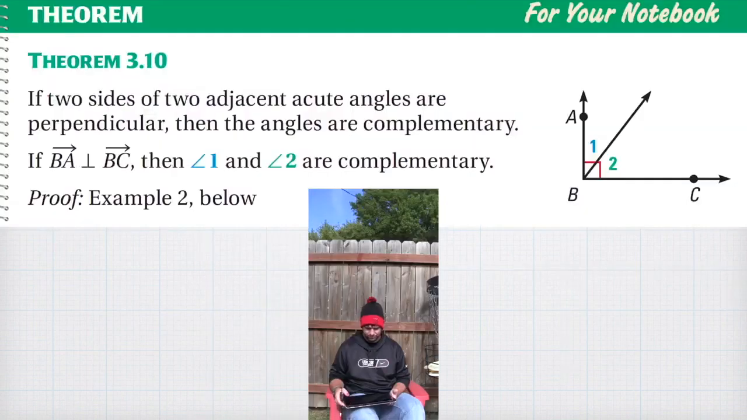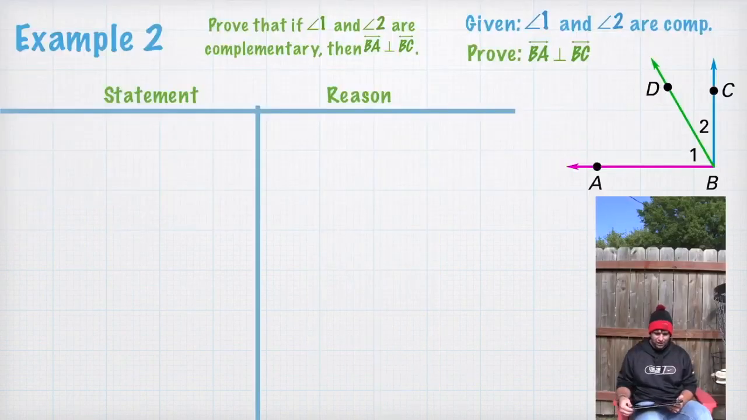Let's keep going. Theorem 3.10. If two sides of two adjacent angles are perpendicular, then the angles are complementary. Okay? So if ray BA and ray BC are perpendicular, angle 1 and angle 2 are complementary, meaning that they add up to equal 90 degrees. Okay, we're actually going to prove this theorem to be true in our next slide. So let's go ahead and do that proof.